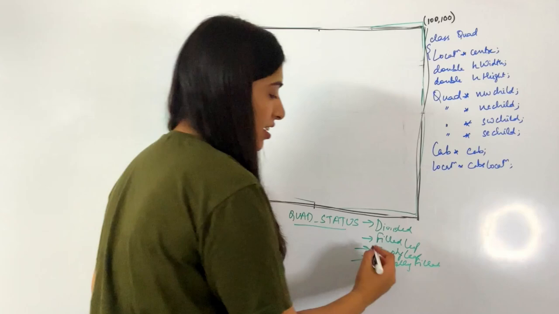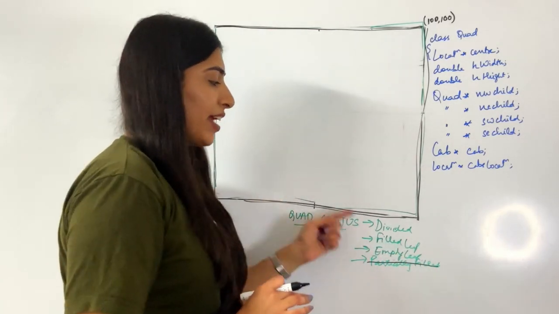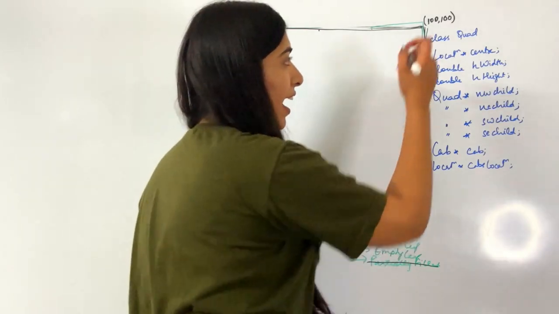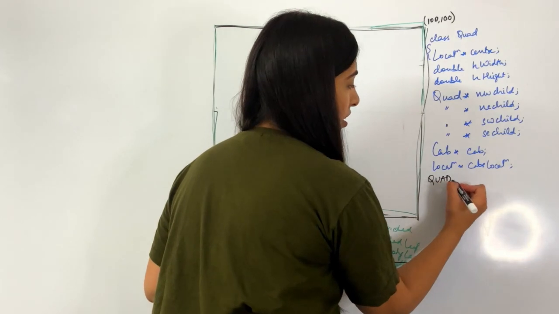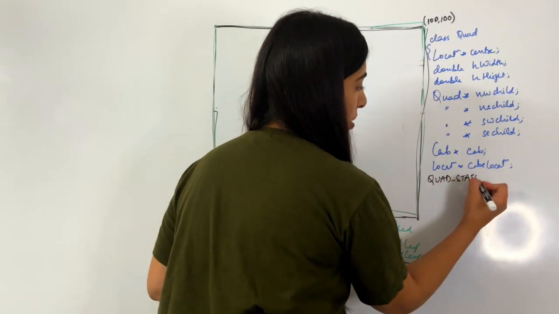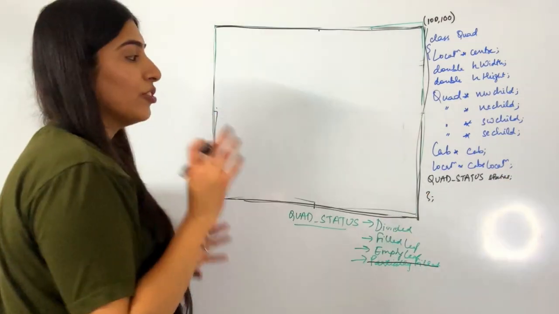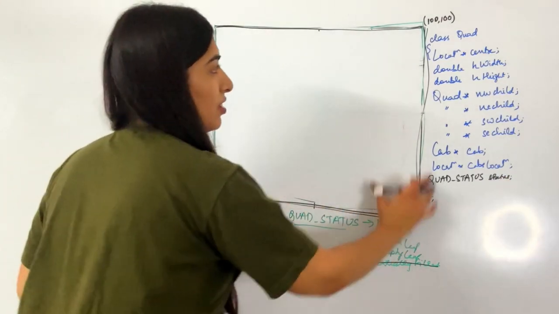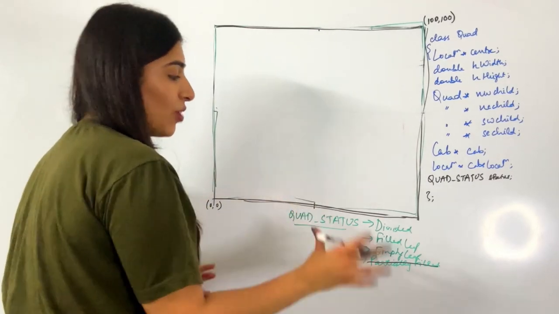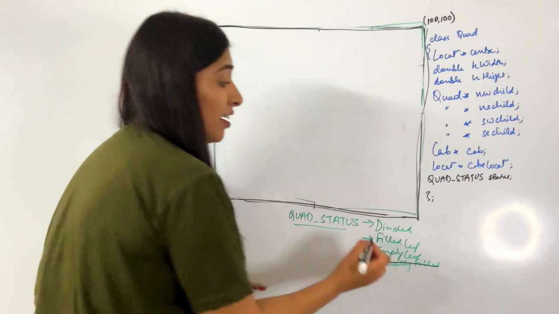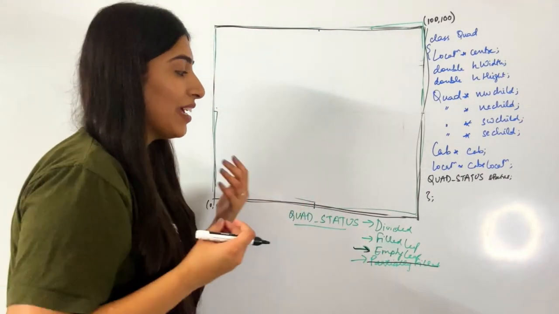So here in our case, partially filled is not going to be required. We are going to have three statuses: divided, filled leaf, and empty leaf. And in our class quadrant, we are going to store the quad status as well. So this is another member that we are going to store. Now the first quadrant that we would have created is the root quadrant. In this root quadrant, what is going to be the status? Empty leaf.